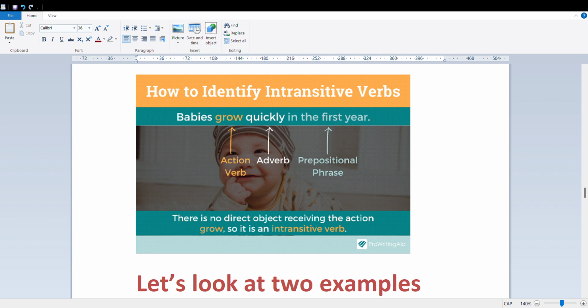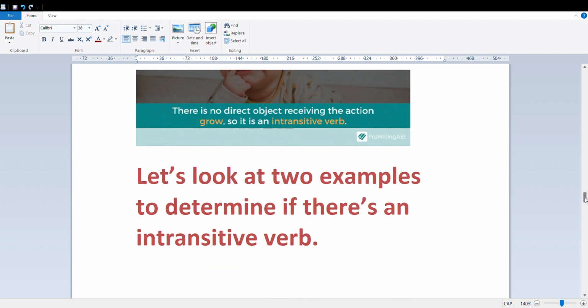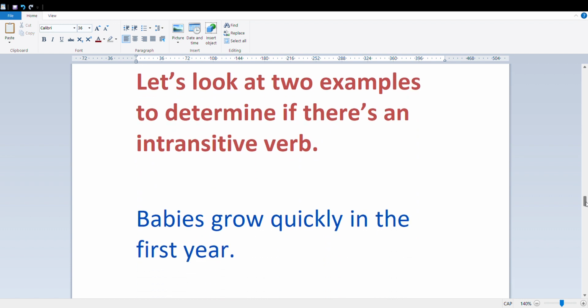Is there any direct object that is receiving the action verb? No. So it's an indirect object. Indirect objects will be your intransitive verb. See, it's written here: there is no direct object receiving the action grow, so it is an intransitive verb. Always remember, in a sentence, if the direct object is not receiving the action, it will be your intransitive verb. Let's move further. Let's look at the example to determine if there is an intransitive verb.